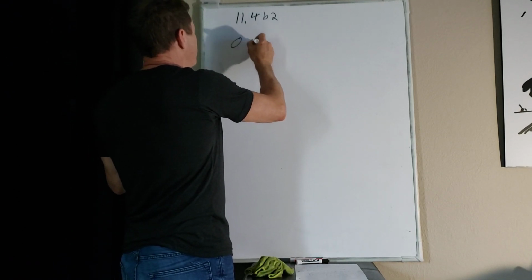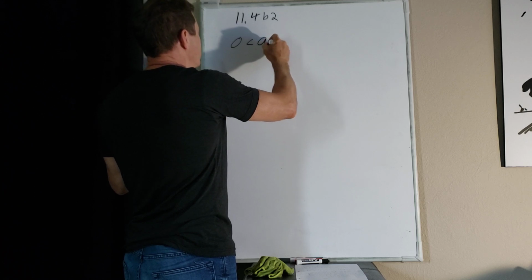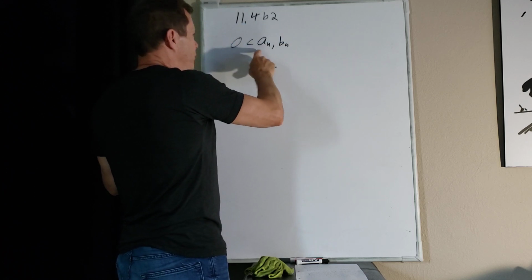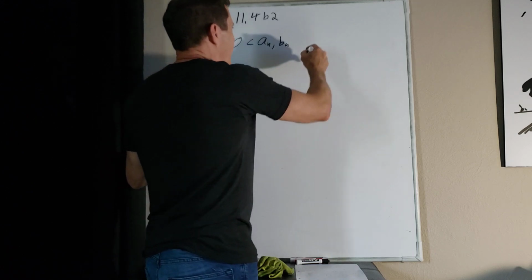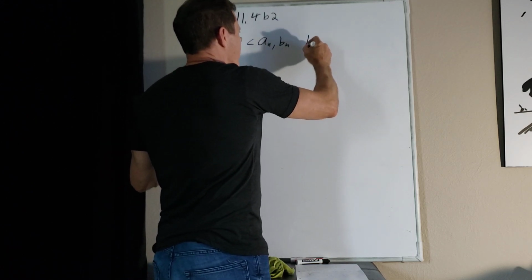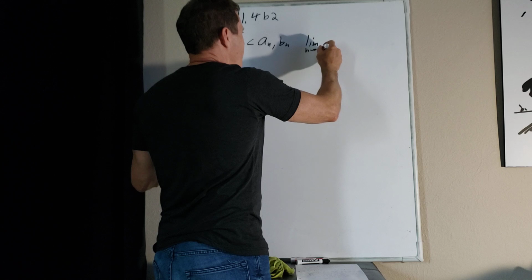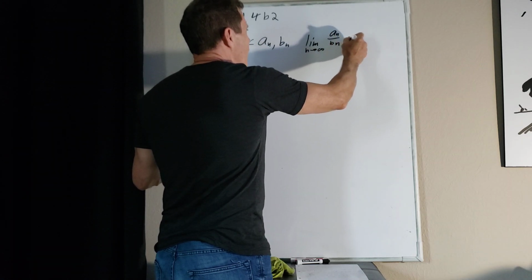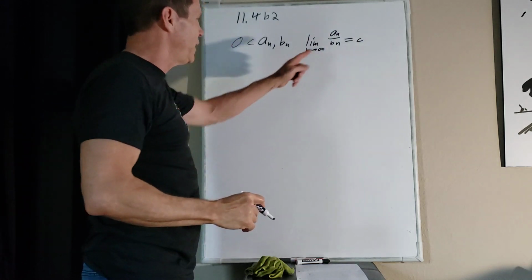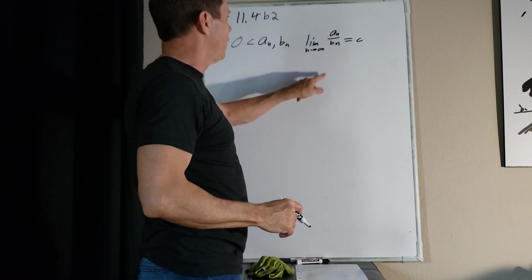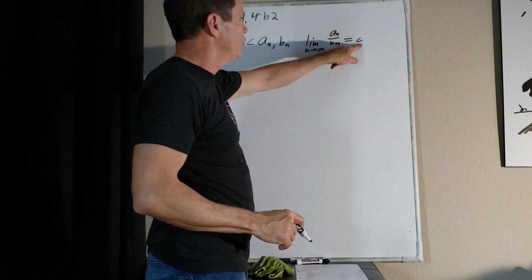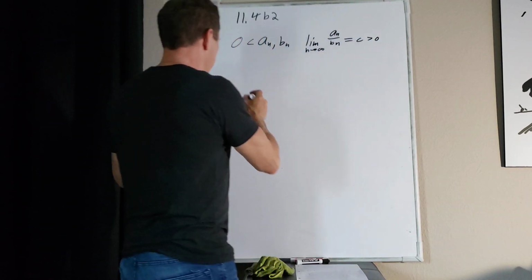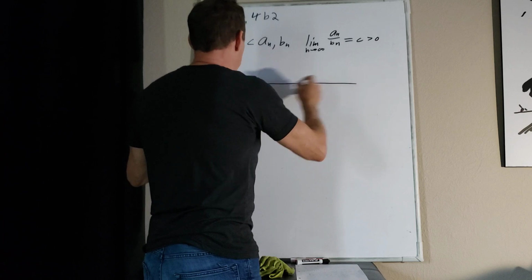Okay, so if we've got two sequences, a_n and b_n, which are both positive, I'm not saying which one's bigger, I'm saying they're both positive, and we have that the limit as n goes to infinity of a_n over b_n equals C. What does this mean? That means after a while, this thing right here gets closer and closer to C, and C has to be a positive number.